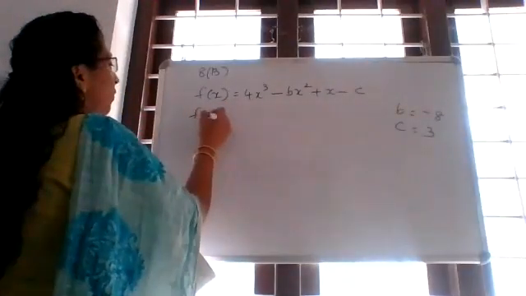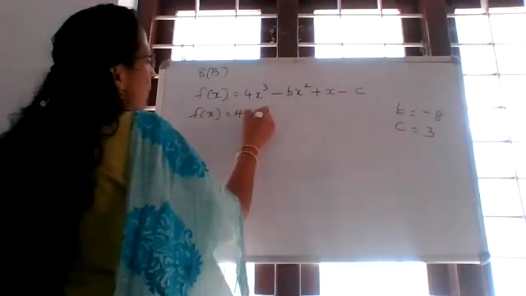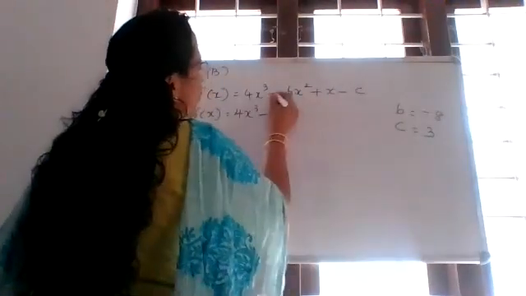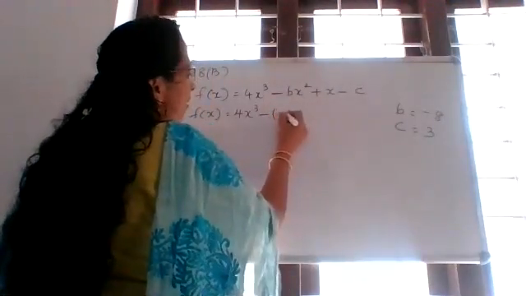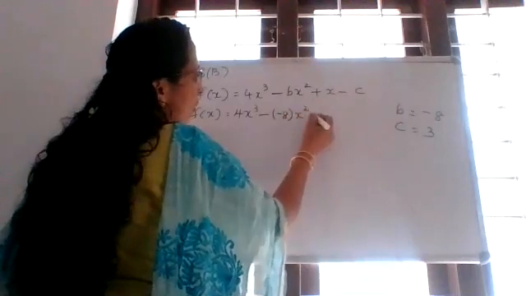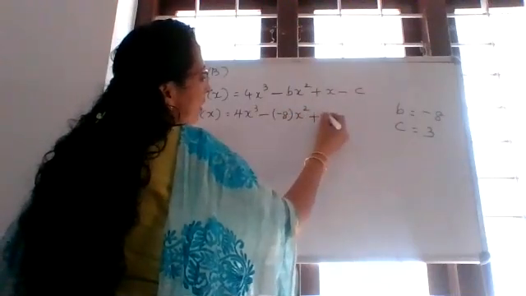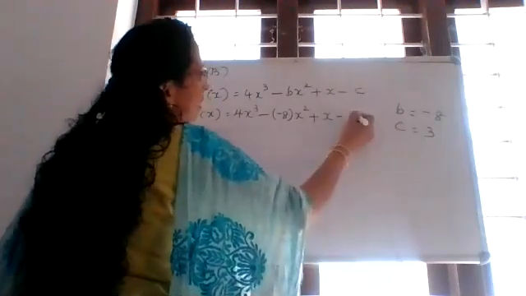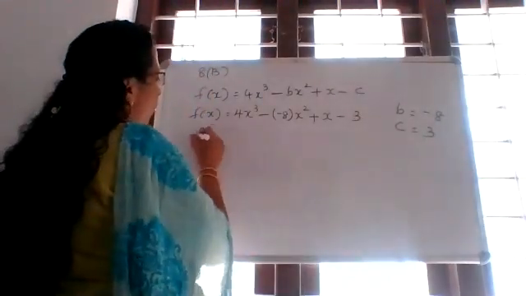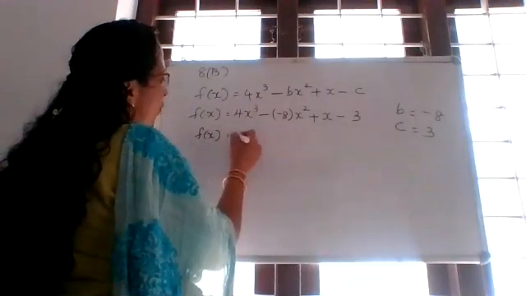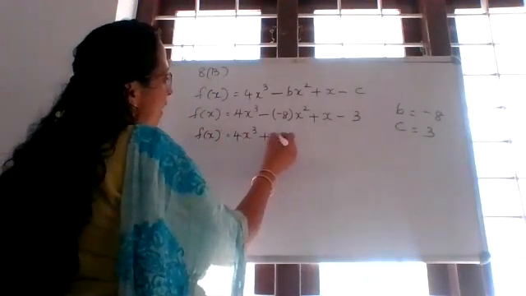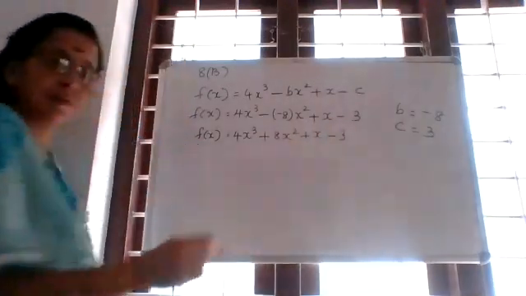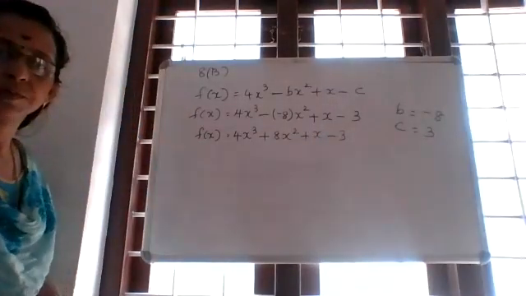So substitute. Therefore, f of x will become 4x cube minus b, and b is negative 8. So already one minus is there, minus negative 8x square plus x, as x itself, minus c which is 3. So f of x is equal to 4x cube plus 8x square plus x minus 3. Got it?